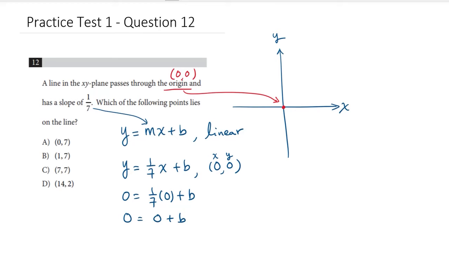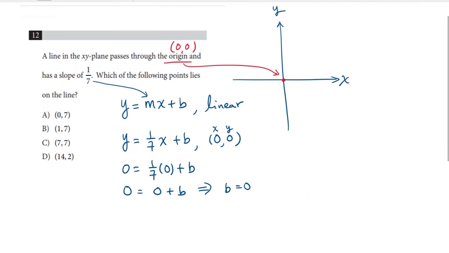Then what will be the b? B is 0. So we know that if the line goes through the origin, which is (0, 0), the y-intercept is 0. So our equation for this line is y = 1/7 x. So we've got the equation.